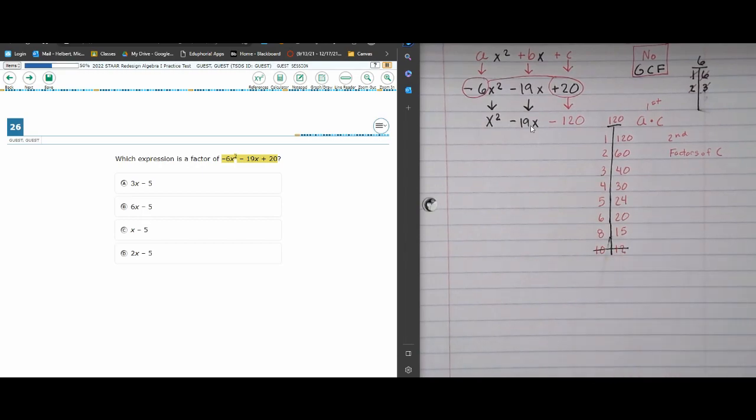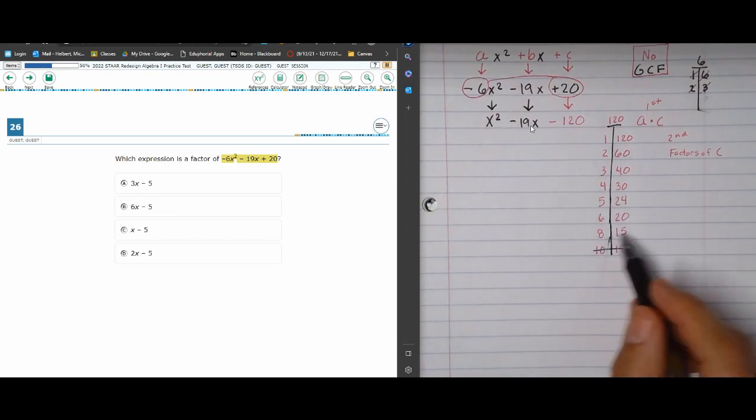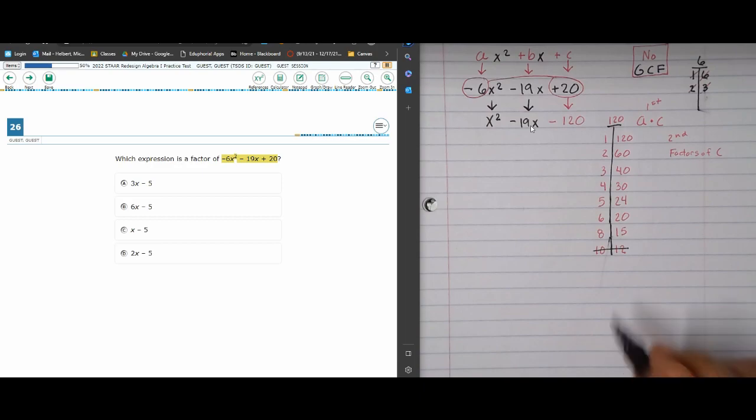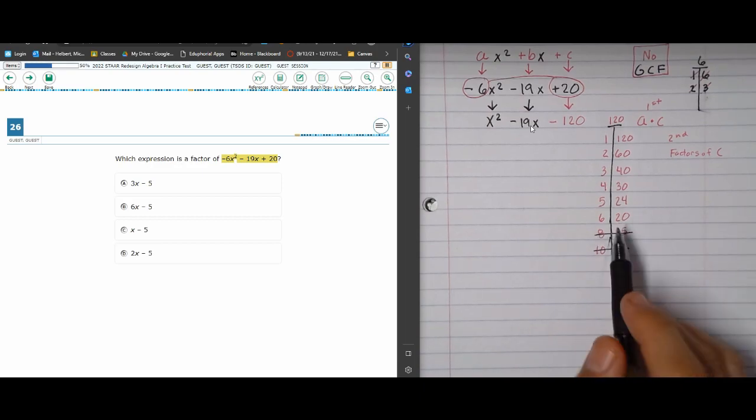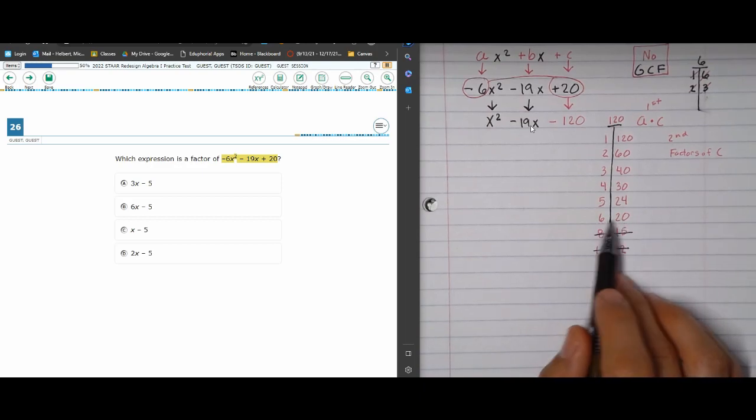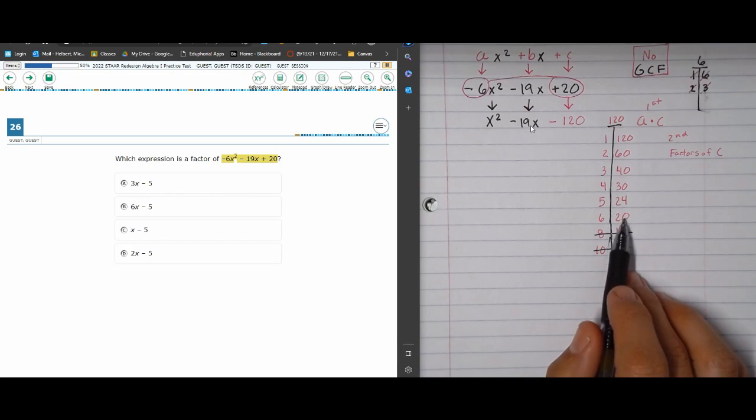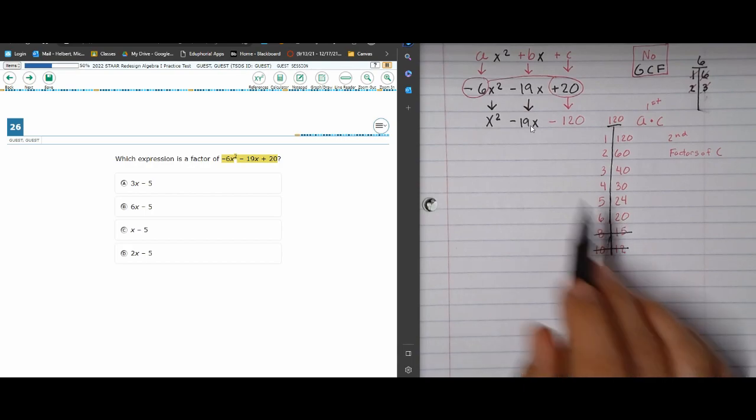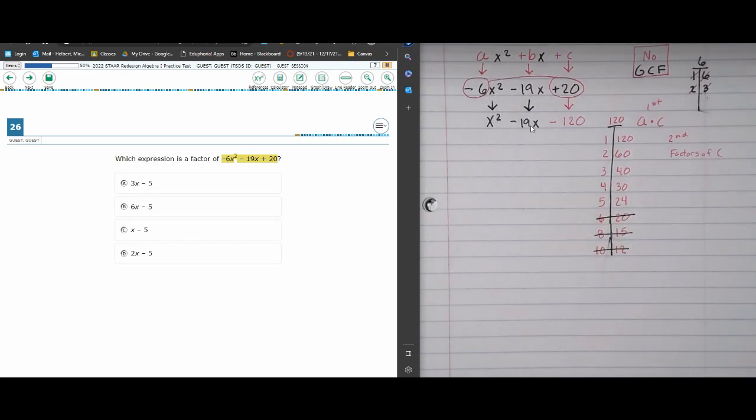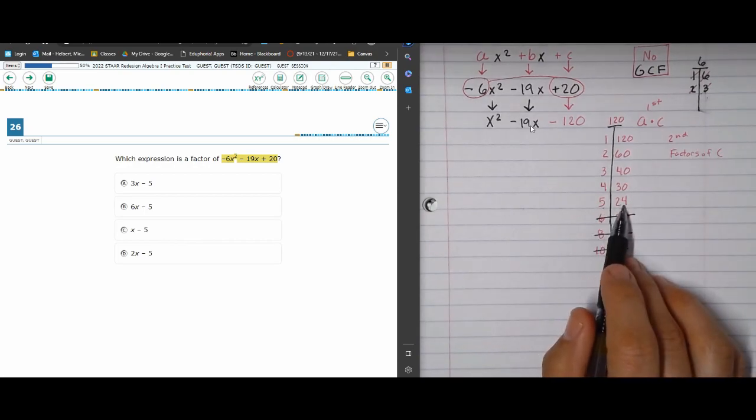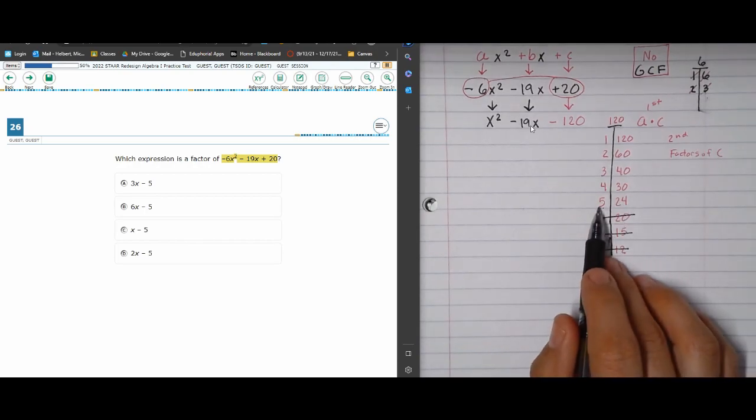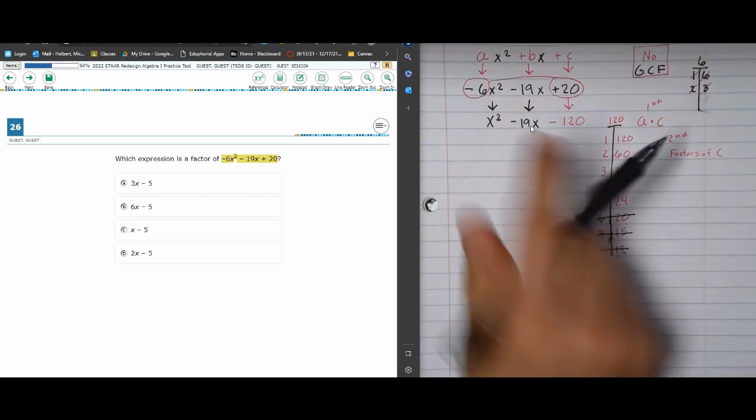So that doesn't work. Can I get a 19 out of an 8 and 15? Okay, well, 8 plus 15 is going to be 24, and 15 minus 8 is going to be 7. So that one won't work. And we could try 6 and 20. 6 plus 20 is 26. 20 minus 6 is 14. Well, that's closer, but it still won't work. 5 plus 24 is 29. 24 minus 5 gives me 19.